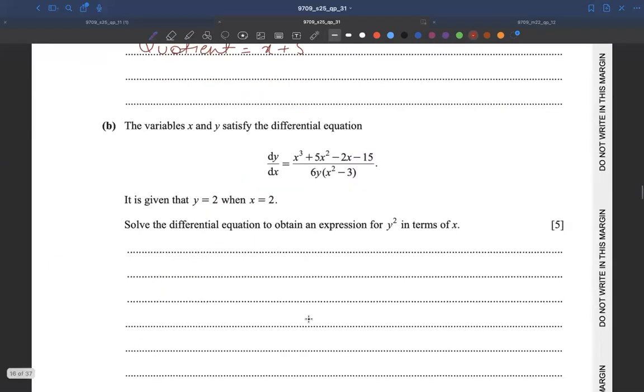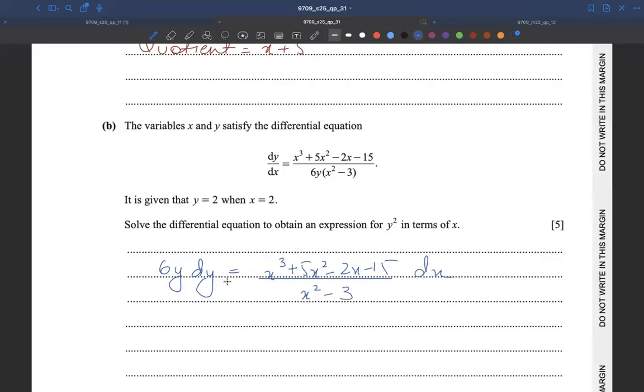In part B, the variables x and y satisfy the differential equation as given, and y equals 2 when x equals 2. So we have to obtain an expression for y squared in terms of x. Now, in the first step, whenever we are solving a differential equation, we'll bring the y term with dy. So we'll write it as 6y dy equals x cubed plus 5x squared minus 2x minus 15 upon x squared minus 3, and dx comes over here.